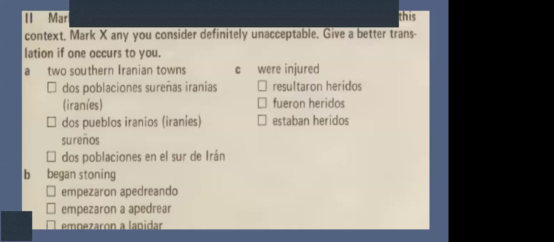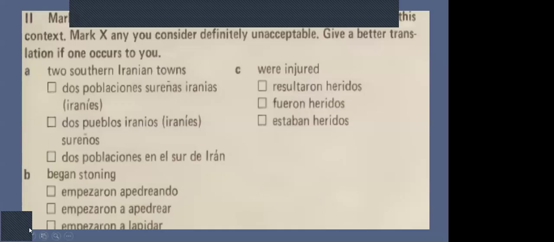Very good. Exactly. And it sounds very religious to me because it's a word that comes from the Bible, from the Gospels. Yeah, I think that's one of the places where I've read that. Probably also in the Old Testament, but it's a biblical term. Okay. What about "were injured"? Resultaron heridos. Yeah, I think that's fairly descriptive.